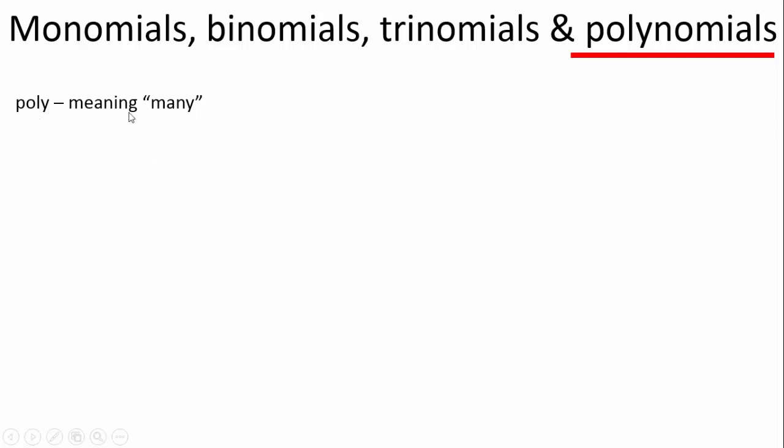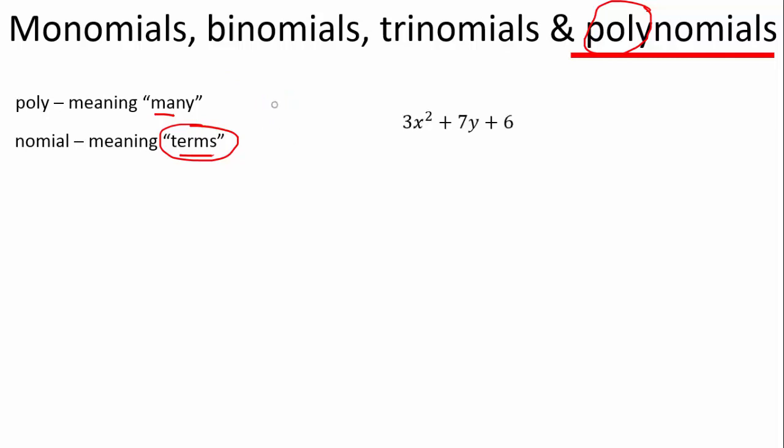Right, poly means many. So this part of the word, poly, means many. Nomial means terms. So many terms. What is a term? Remember, a term is anything that is separated by a plus or a minus. So let's look at this example here: 3x squared plus 7x plus 6, right? This is in fact a trinomial.